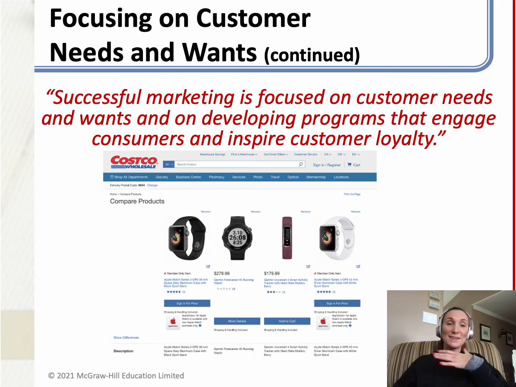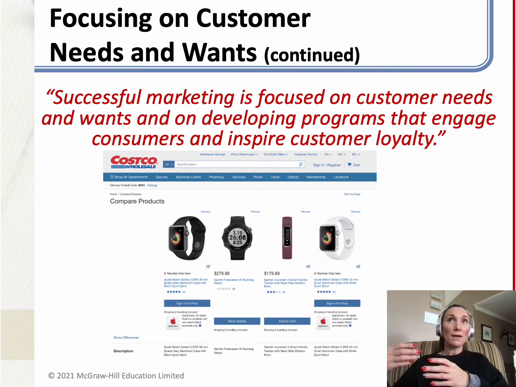So again, it's so important to focus on the needs and the wants of the customer. So marketers want to develop programs that engage with those customers so that it turns into customer loyalty. And when you're loyal to a brand, you then have to spend less time and effort building that relationship.